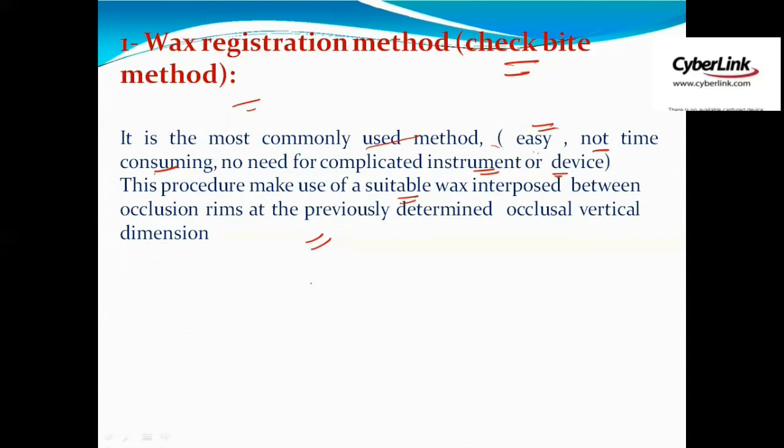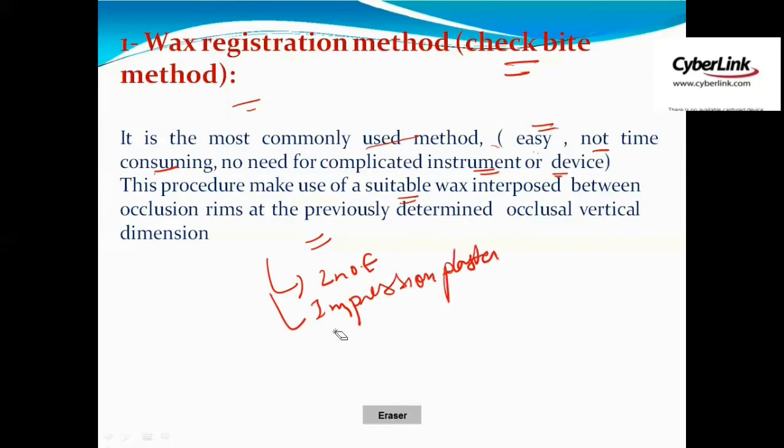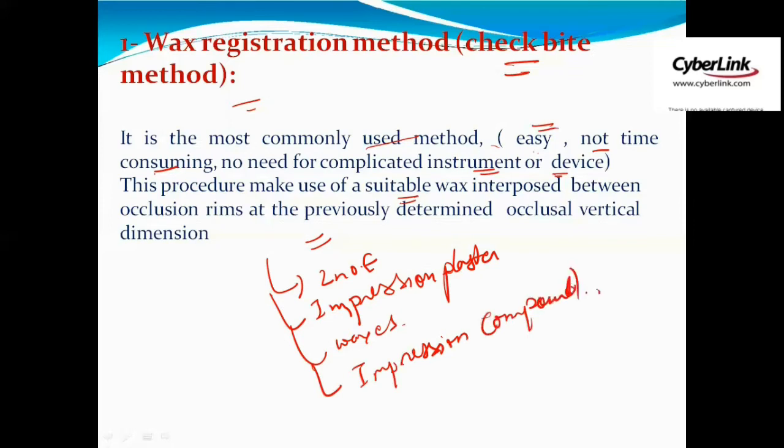The commonly used materials are zinc oxide eugenol, impression plaster, waxes, and impression compound. Right. Waxes are sensitive, so we prefer to use mainly impression plaster and zinc oxide eugenol.